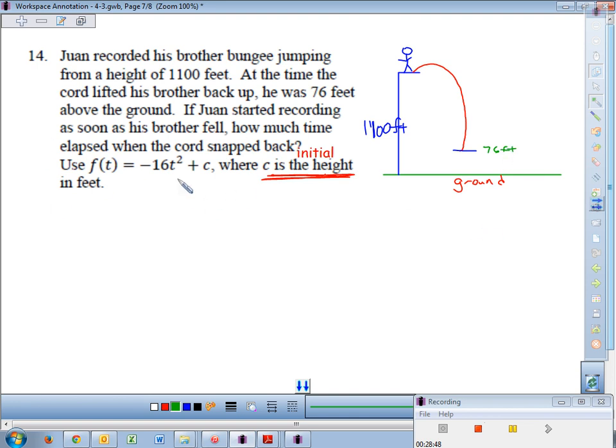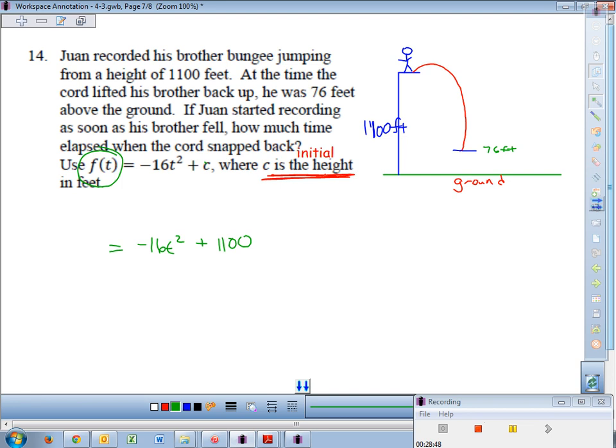And here's the basic formula for this situation. All cool with that? It says use this where c is the initial height in feet. What is the initial height in feet? Is it 76 or is it 1100? So I definitely know 1100 is going in here. Correct? And this stands for the height in feet at any given point in time.